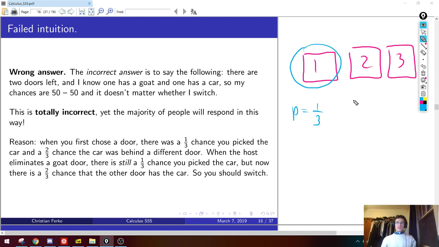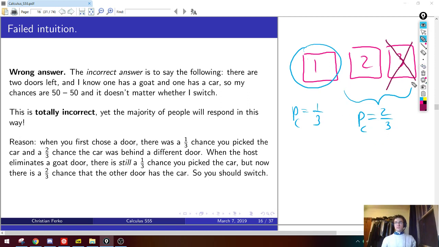Now, that means, by the way, that the probability that the car is behind either of these other 2 doors is 2/3, simply because the total probability is 1. Now the host comes over and says the goat is not behind door 3. Well, this probability cannot have changed, so it still must be the case that the probability the car is behind either door 2 or door 3 is still 2/3 by the sum argument from before.